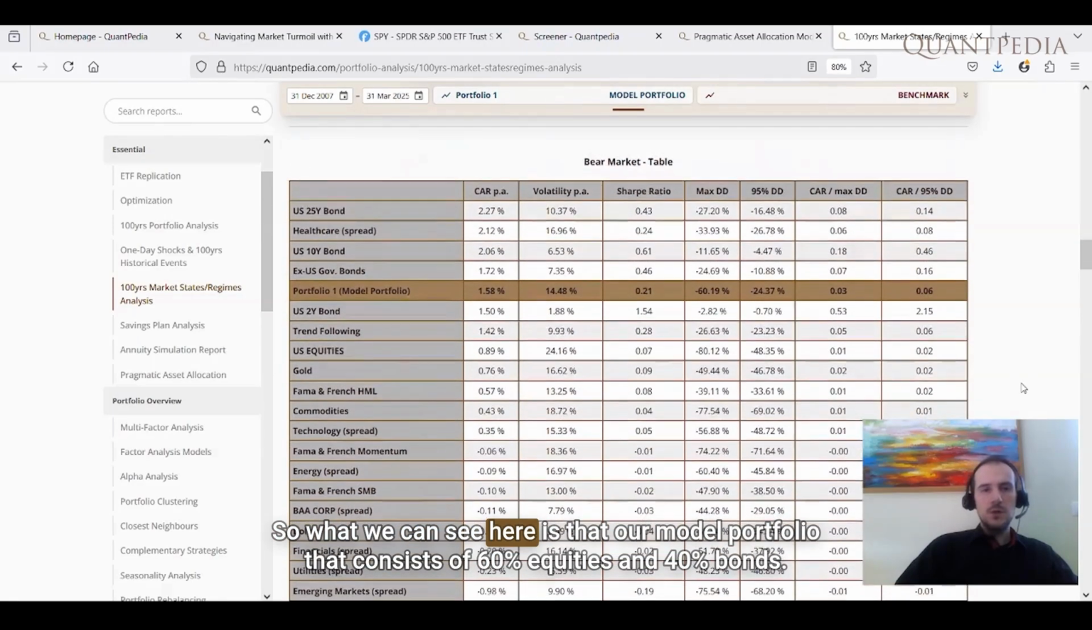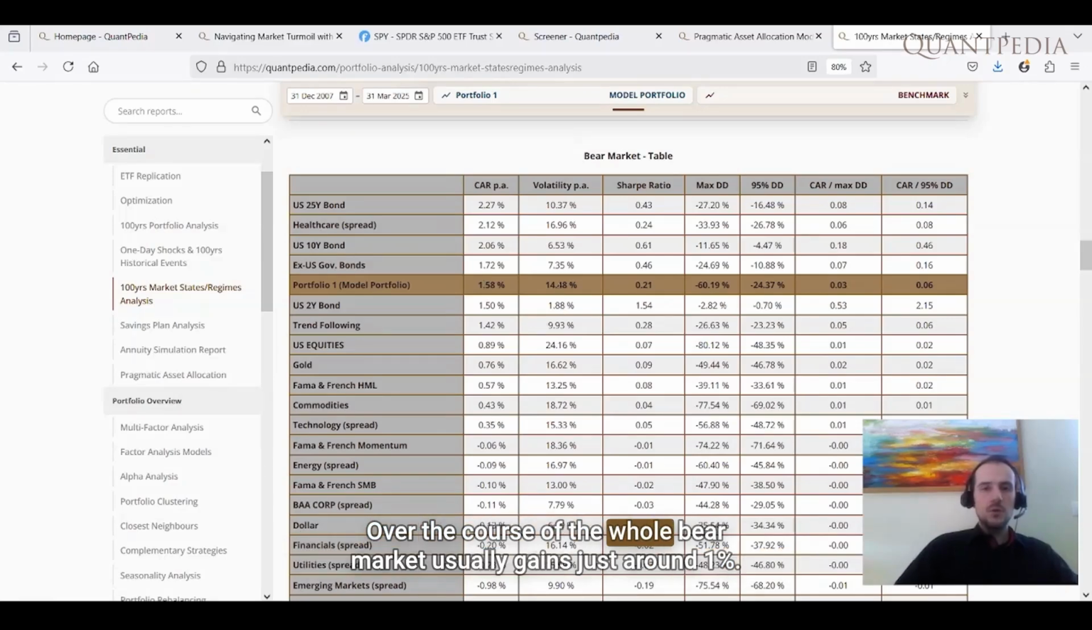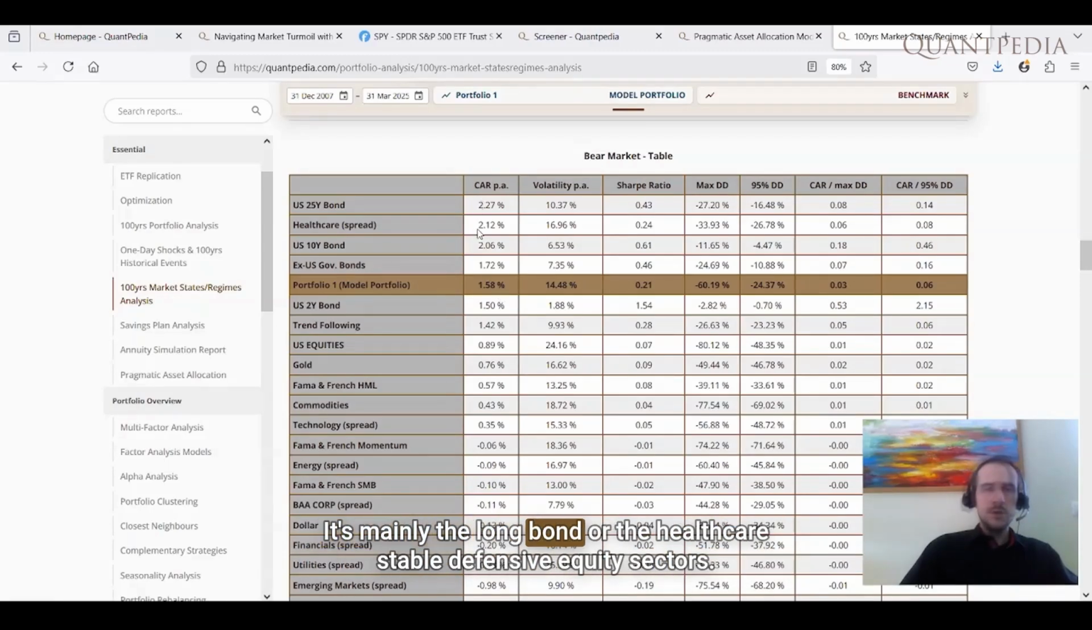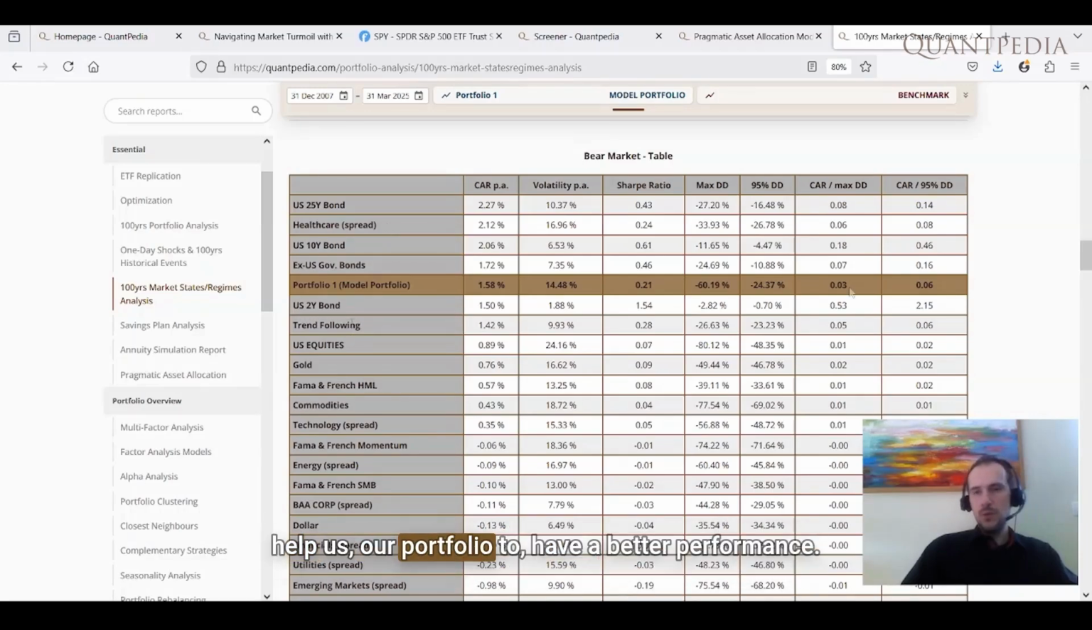So what we can see here is that our model portfolio that consists of 60% equities and 40% bonds usually gains just around 1% over the course of the whole bear market. What are the other assets that we can add into our portfolio to get better performance? It's mainly the long bonds or the healthcare and staples defensive equity sectors. So we can move our portfolio and buy more healthcare, or we can buy trend following, and it will help our portfolio to have a better performance.